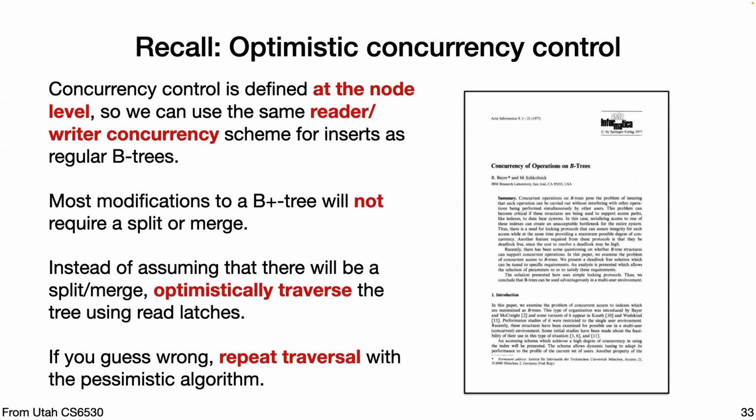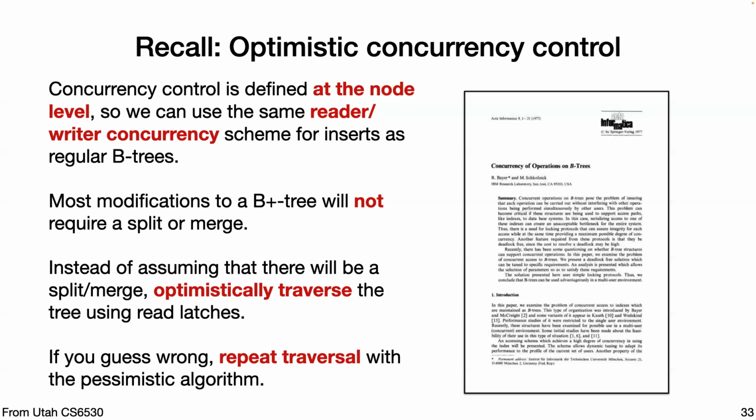And almost all the time, you don't have to write to the internal nodes, only one every B elements. So instead of assuming that there's going to be a split or a merge, and instead of taking them in exclusive mode, you do this optimistic traversal using reader locks on the way down. And then if you guess wrong, like if you had to do a promotion and you find that when you get to the bottom, then you start again and you take writer locks from top down. This is regular optimistic concurrency control.